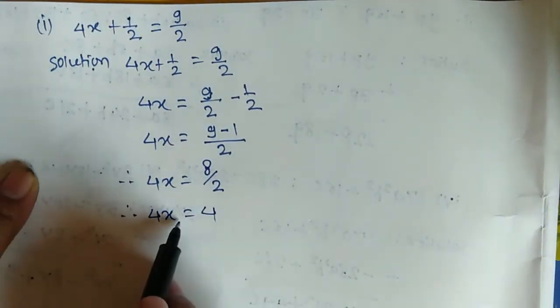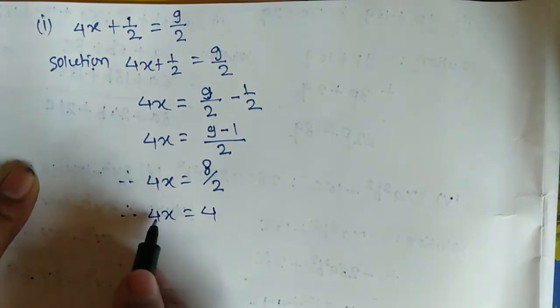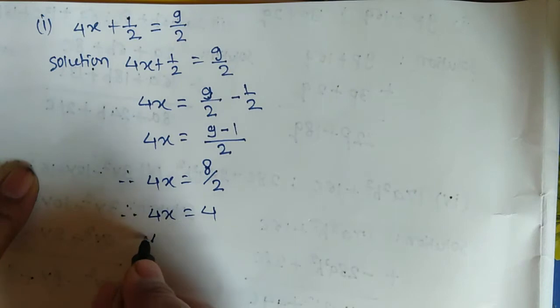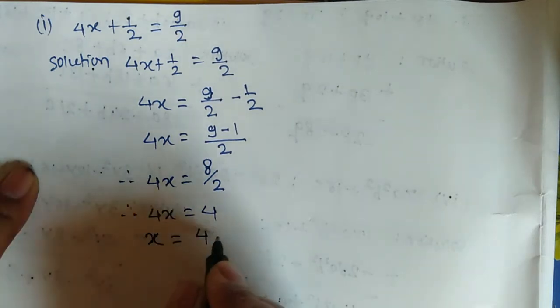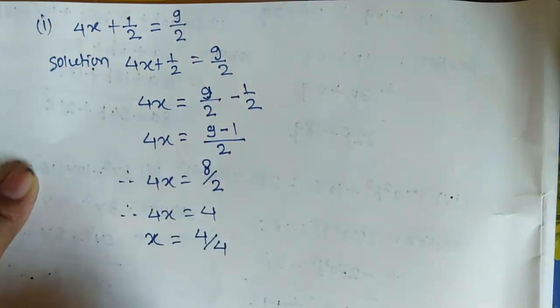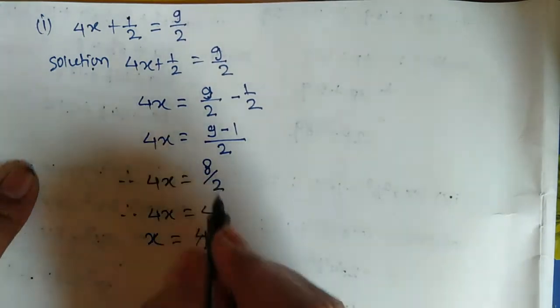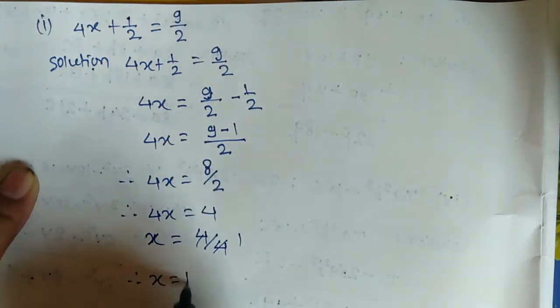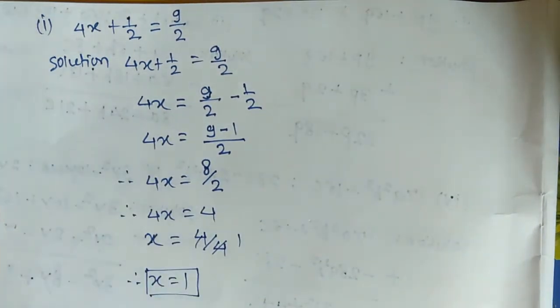Now we want only x. So this 4 is multiplied with x. When it goes to the right side, then it becomes divide. So 4 divided by 4. 4 4s are 1. Therefore x is equal to 1. And this is the final answer.